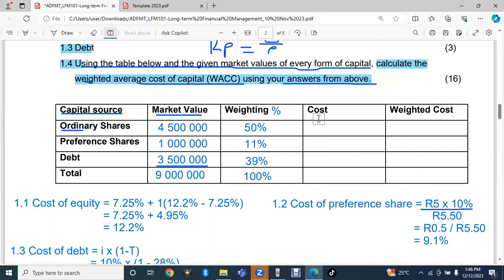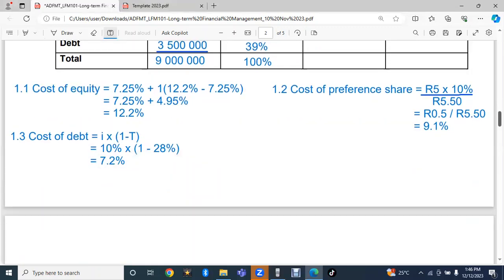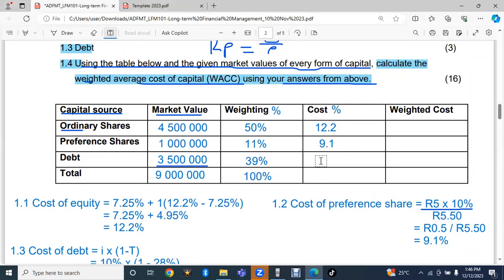And then in the next column, we have cost, which is also presented as a percentage. All these costs have already been calculated. For the cost of equity that we calculated in 1.1, we got 12.2. The cost of preference shares that we calculated in 1.2, we got 9.1. And the last one, Kd, the cost of debt that we calculated in 1.3, we got 7.2.